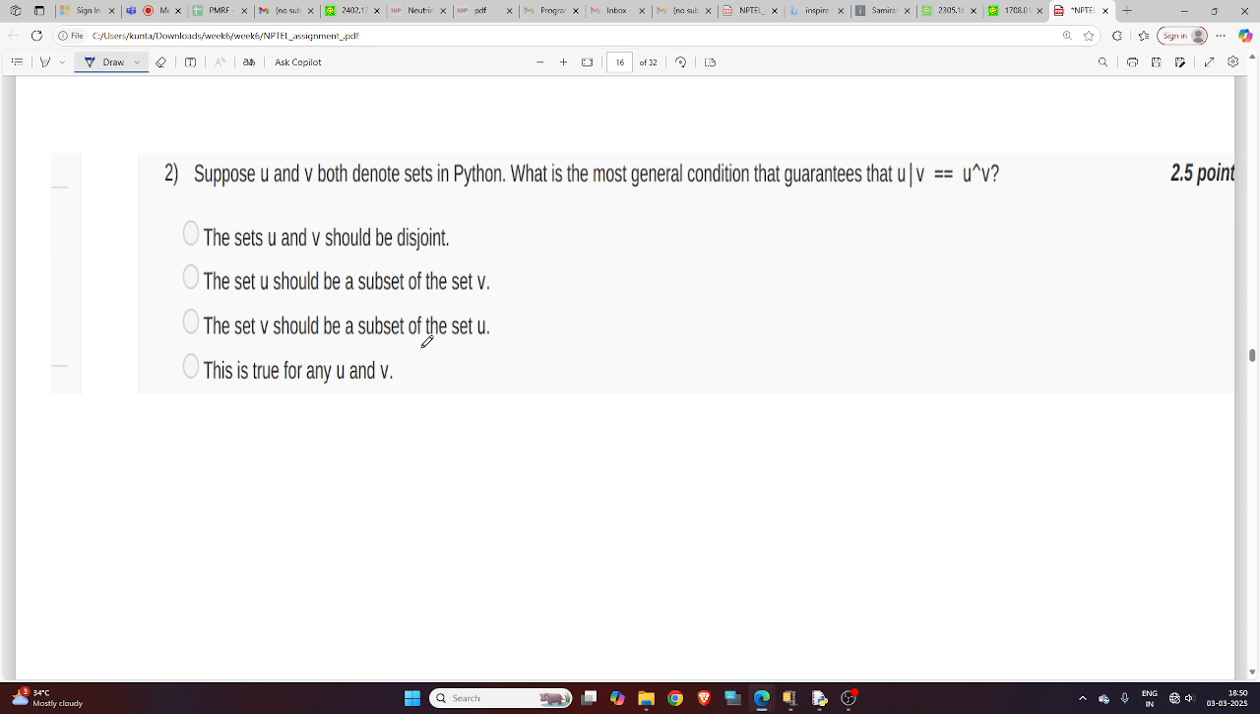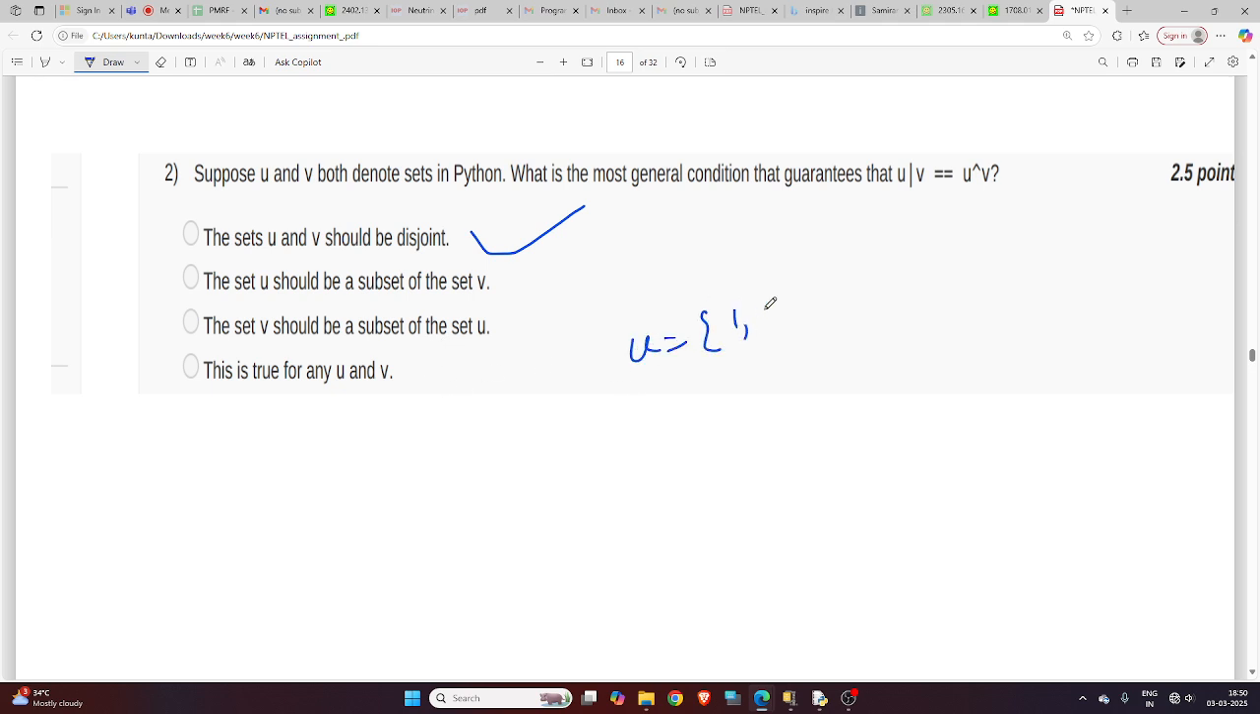Suppose u and v both denote sets in Python, what is the most general condition that guarantees this? This is again a similar thing. Just see that one on your own, and you can see that I can only write here that this should be equal to the disjoint one, because for other cases it will not be correct.